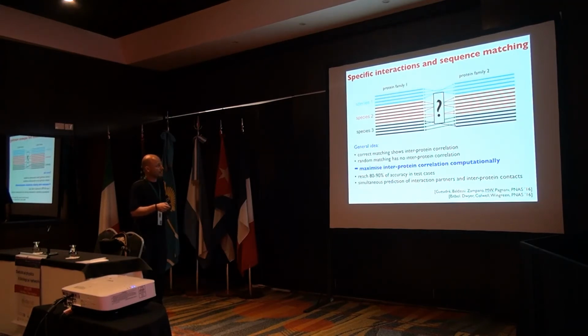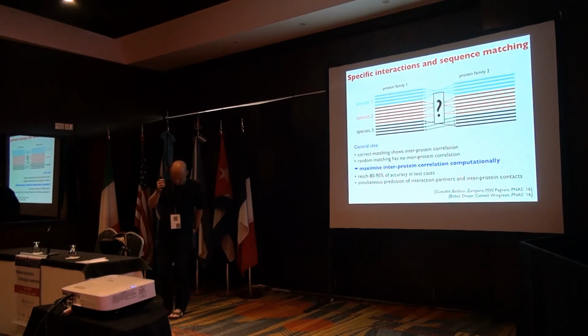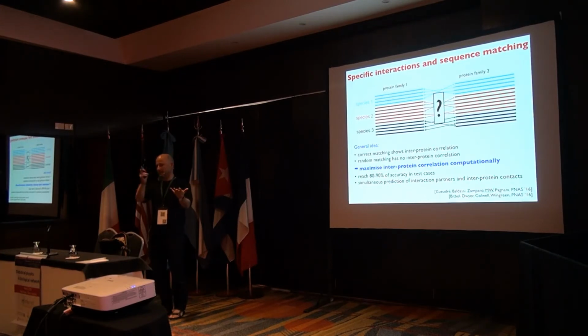Here, if we have this problem that we have many paralogs per species and so on, and we want to match them, an idea is the following. If we have the right matching, so if you put the actual interaction partners together, I hope I convinced you that there is frequently some co-evolutionary signal between the two. So you will find that there is some non-zero coupling.